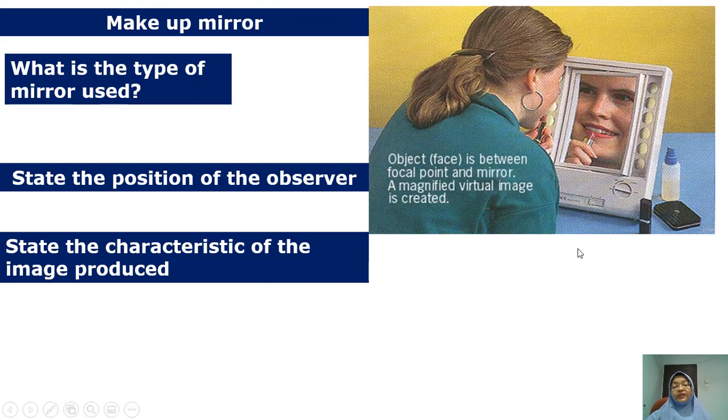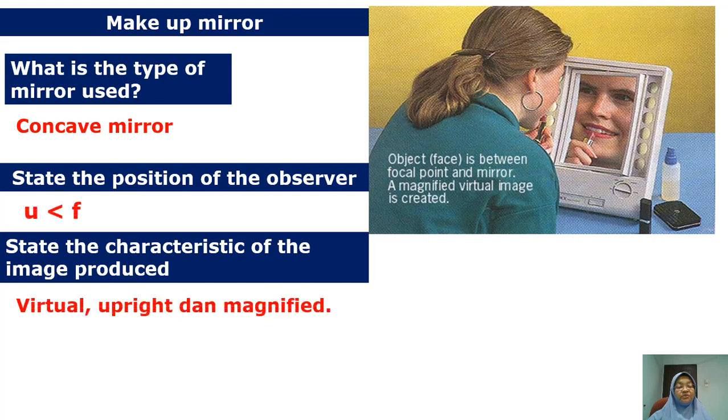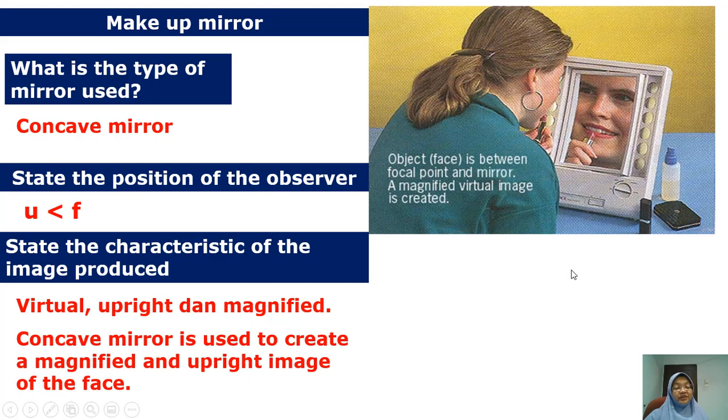Okay, now we move on to the next application, the makeup mirror. What is the type? With the makeup mirror, you look through the mirror and the image is bigger, right? So what is the type of mirror used? This is a concave mirror. State the position of the observer: U less than F, because we want the characteristics virtual, upright, and magnified. We want it upright and magnified. So when upright, it must be virtual. So a concave mirror is used to create a magnified and upright image of the face.